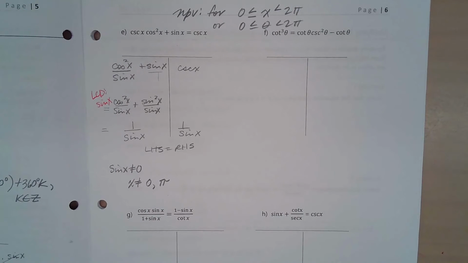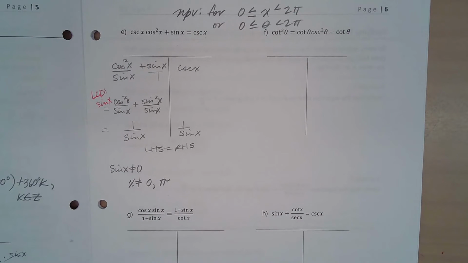Okay, what about this next one? Cotan cubed equals cotan times cosecant squared minus cotan. What side would you start with? They both look strange, right? There's stuff to do, right? What would you do on the right side?